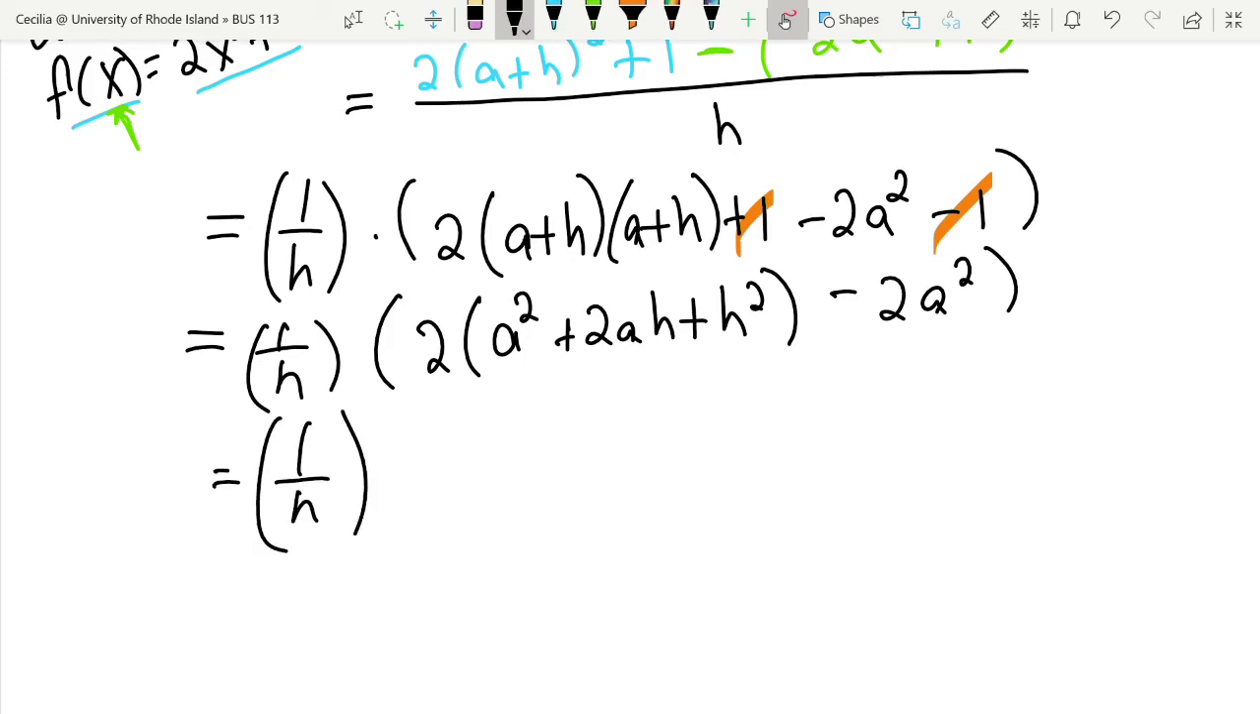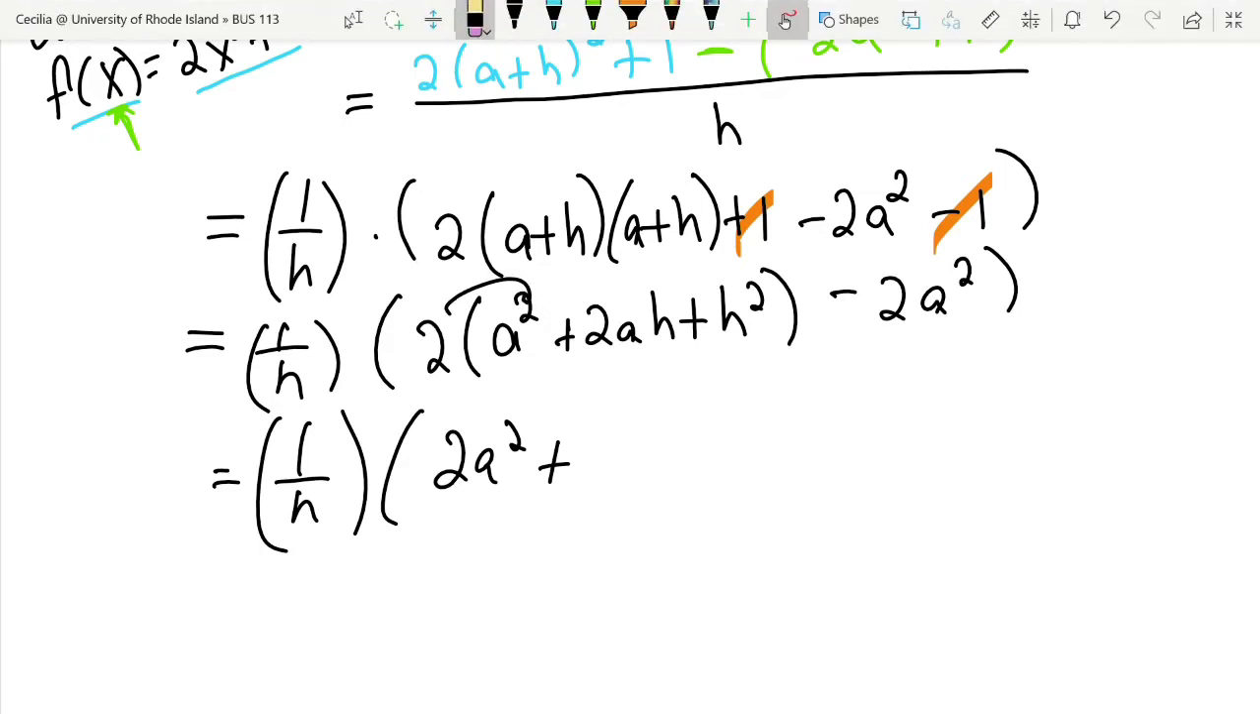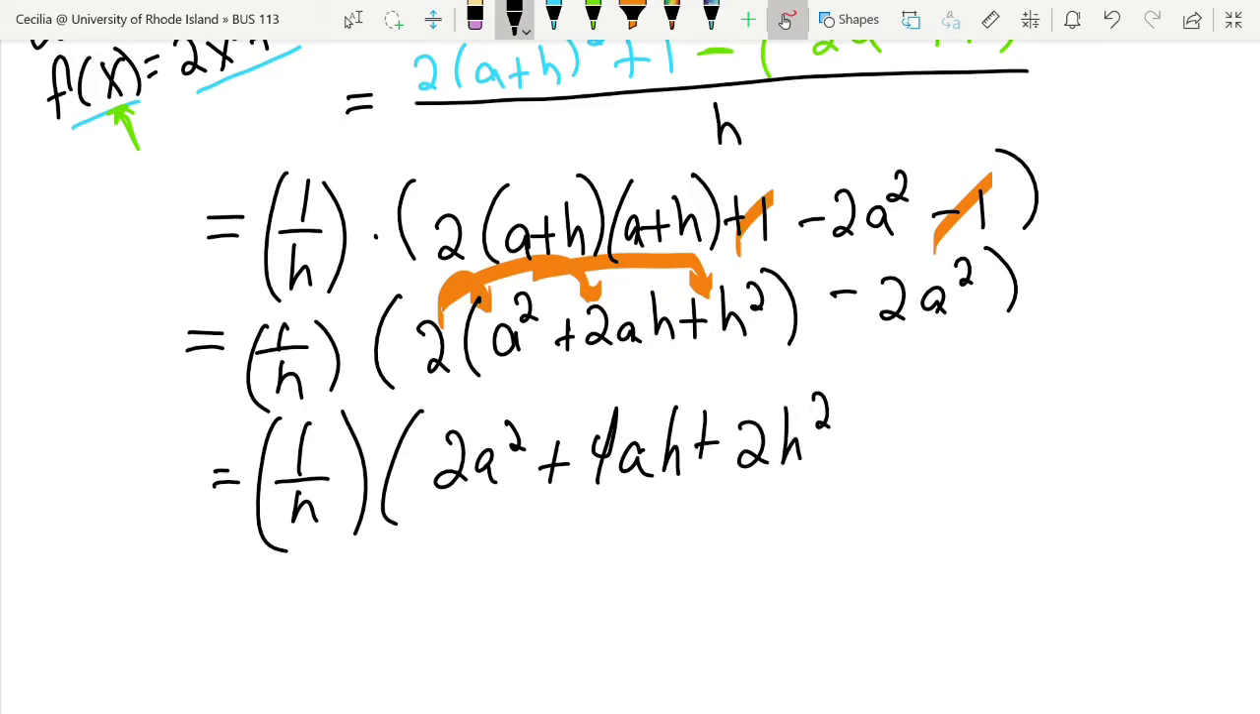So this is 1 over h times, now let's distribute this 2. We have 2a squared plus, right, 2a squared. Okay, so we have to distribute the 2a squared. We're going to multiply it by each term in this factor. So we end up with 2a squared, and 2 times 2 is 4ah plus 2h squared. And then we bring along the minus 2a squared. Now notice that 2a squared and minus 2a squared cancel.